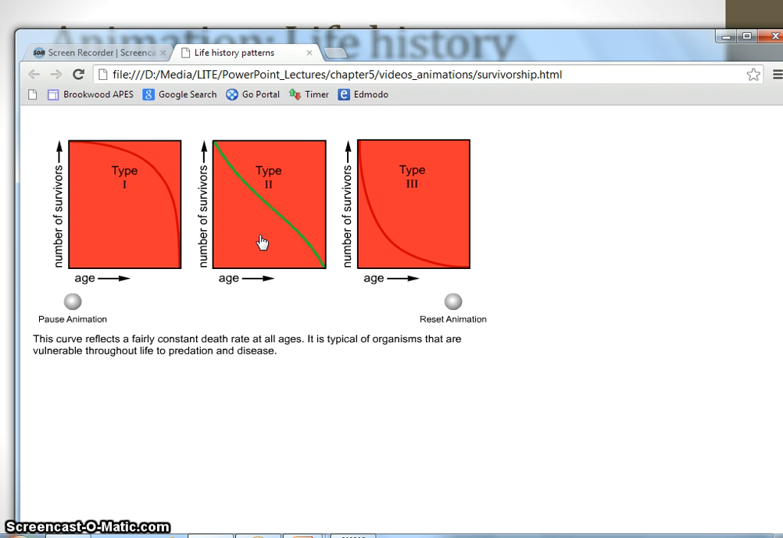This curve reflects a fairly constant death rate at all ages. This curve reflects a high mortality. Or no parental.